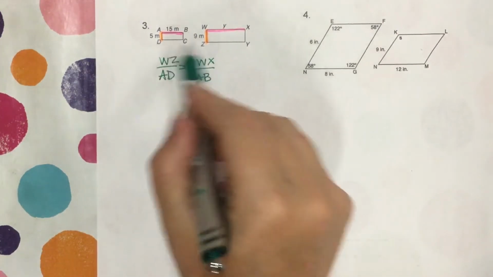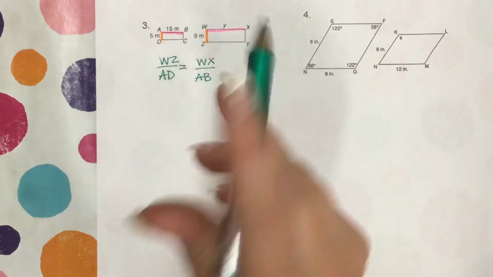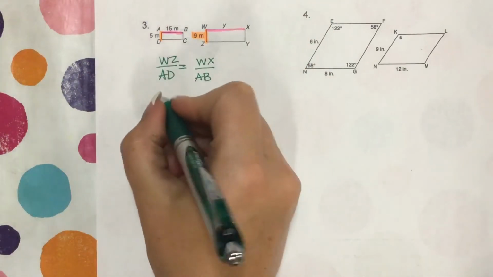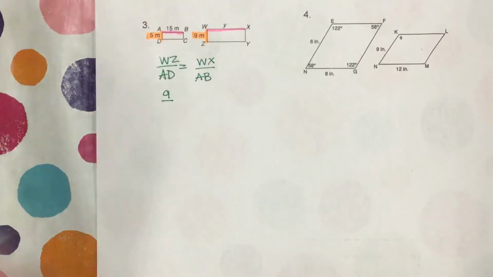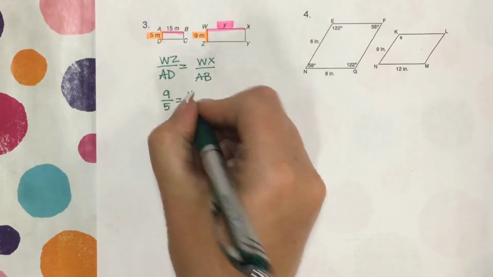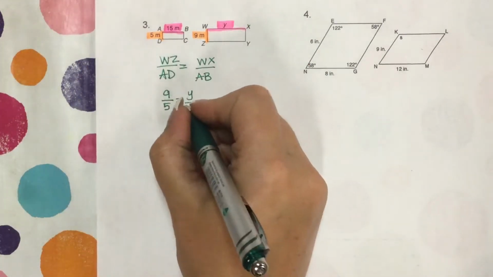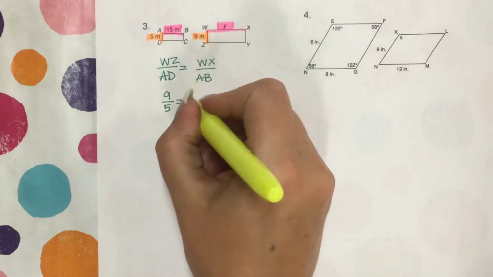Now that I have my proportion, I'm just going to go ahead and fill in the numbers. WZ is 9, so I'm going to put a 9 here. 9 over AD, which is 5, is equal to WX, which is Y, over AB, which is 15. Now I have my proportion. I'm going to go ahead and try to figure out what Y is.